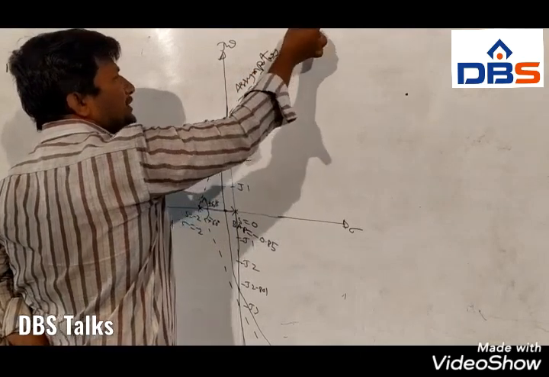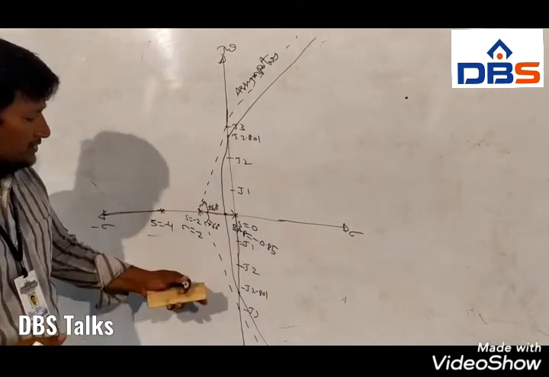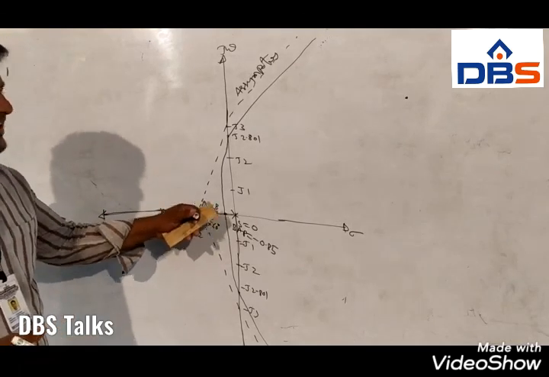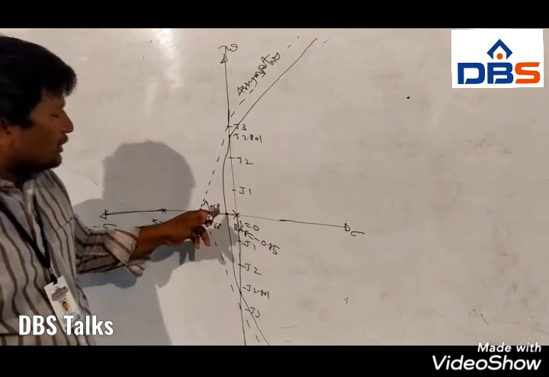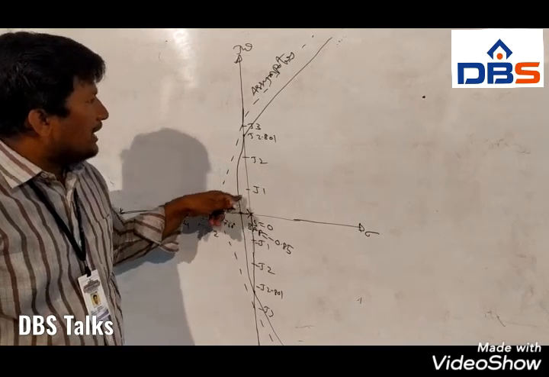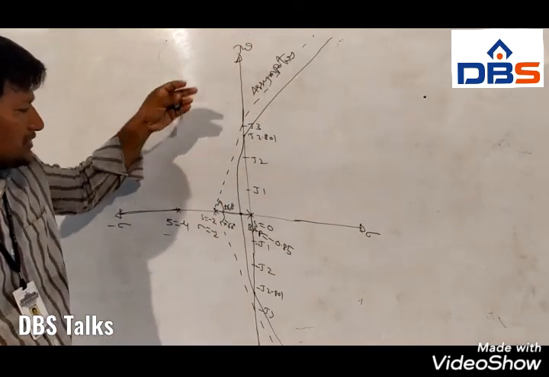So the root locus starts at the poles and ends at infinity. Suppose a root locus starts at poles and ends at zeros; here there are no zeros. That's why the root locus starts at poles and ends at infinity. This is the root locus diagram.